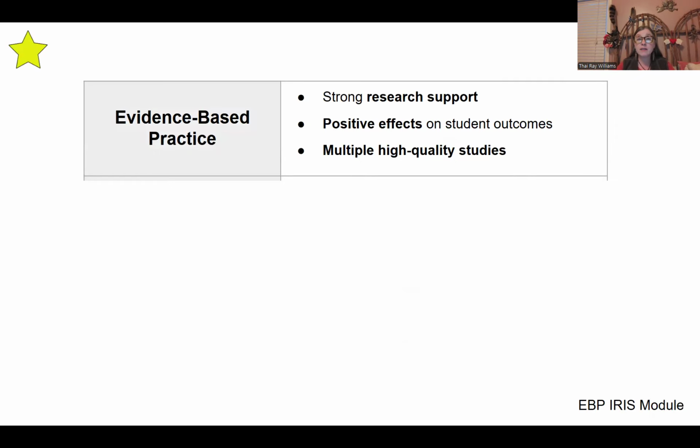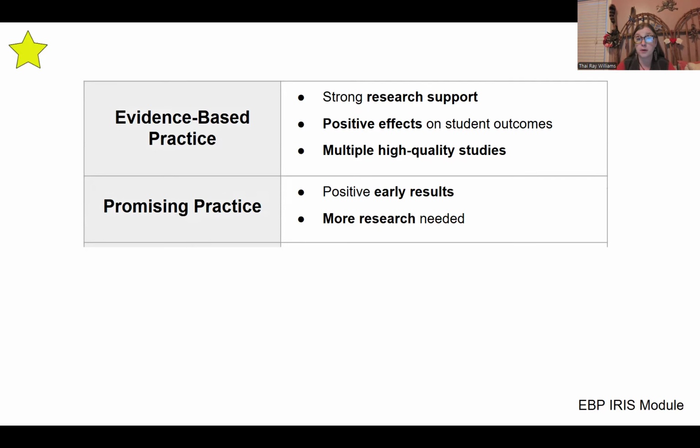And so with evidence-based practices, I point this out because it came out of the IRIS module, but I'm just doing a quick review. We're going to talk about the characteristics of different types of practices. And again, this is a good resource because I put it all together in one spot. So an evidence-based practice has strong research support, it has positive impact on student outcomes, and there are multiple high-quality studies. Then there are things called promising practices.